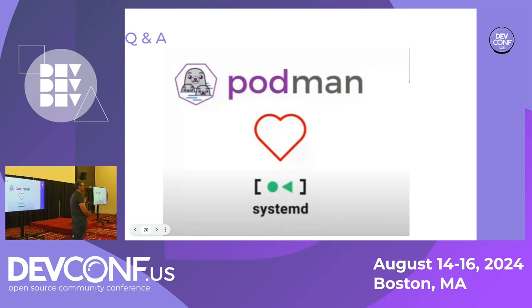Any other questions? Anyone already using it? Experiences to share? I would like to know if there is any way to migrate from a Docker Compose YAML file to Quadlets.